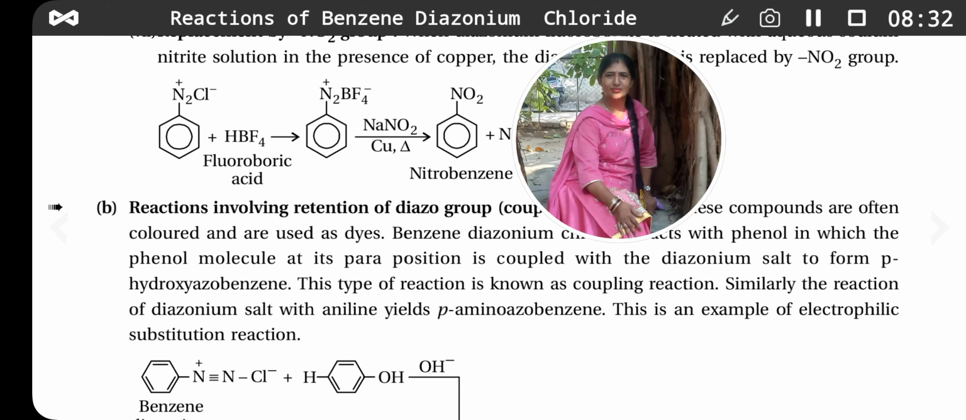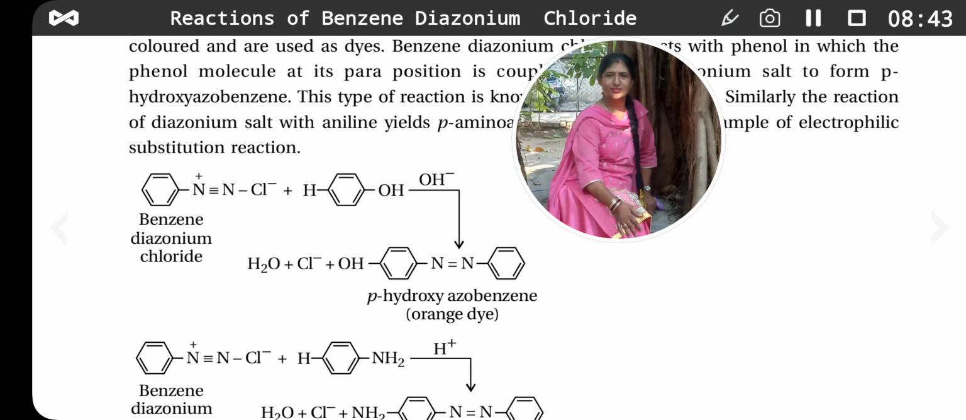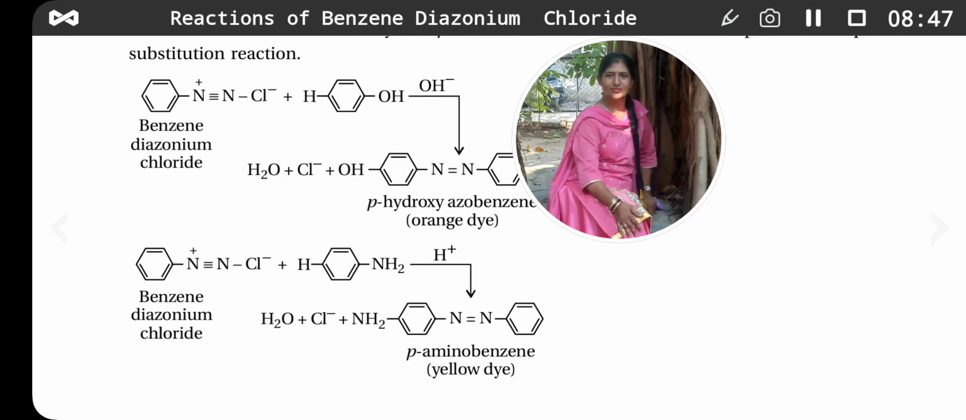Similarly, reaction of diazonium salt with aniline yields para aminoazobenzene. This is an example of your electrophilic substitution reaction. आप यहाँ पे you can check it out, both the reactions. So students, here orange dye, yellow dye, these are formed, and this question is asked as a 4 marker also, 3 marker also, and even MCQs also. In many ways this can be asked, so prepare it properly.